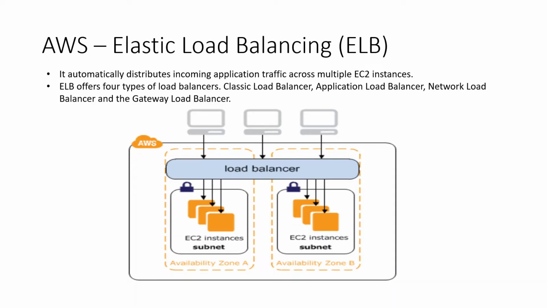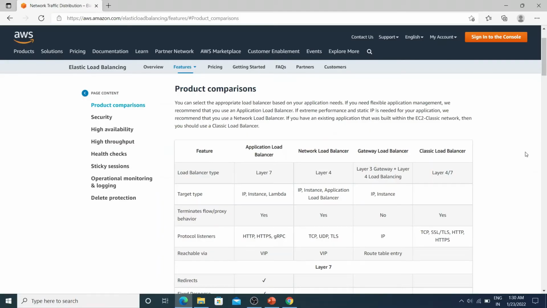ELB offers four types of load balancers: the classic load balancer, application load balancer, the network load balancer, and the gateway load balancer. To check out the comparisons among the four load balancers, we check the documentation site. Here is a table which gives a good differentiation between all the four. The main difference is the load balancer type. The application load balancer works on layer 7. The network load balancer works at layer 4. The gateway load balancer works at layer 3 gateway plus layer 4 load balancing. And the classic load balancer works on layer 4 as well as 7.